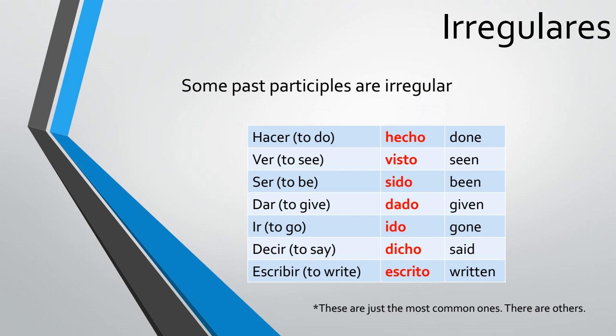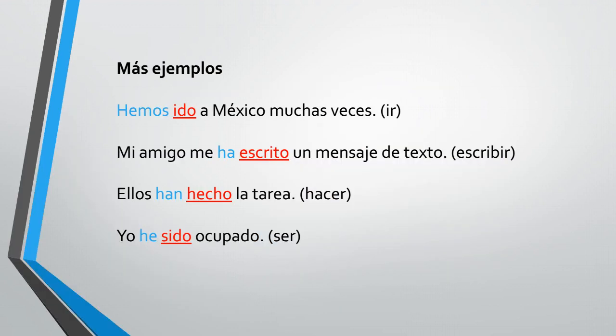The nice thing is that the ones we're learning are the same in all five forms. So if you're saying to give, dado, it's dado all the way through. Yo he dado, tú has dado, ella ha dado, nosotros hemos dado, and ellos han dado. You only have to remember the one form of the irregular verb for all five forms since it's the past participle, the second verb. Here are some examples for you using irregular past participles.